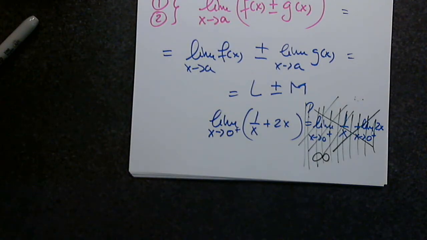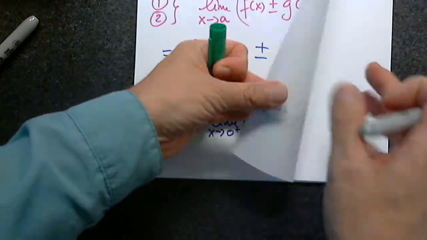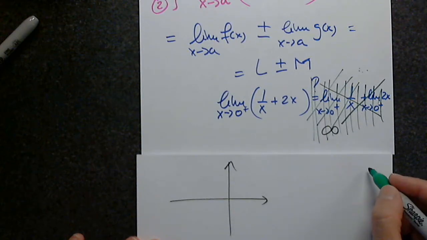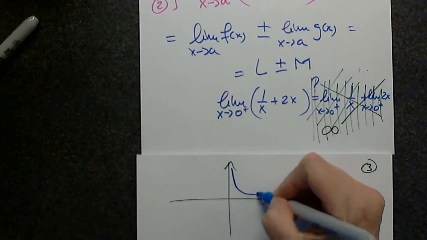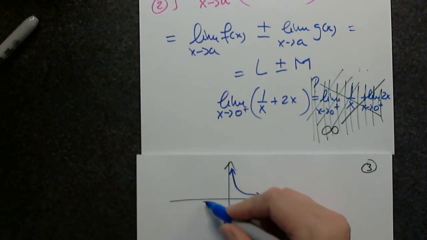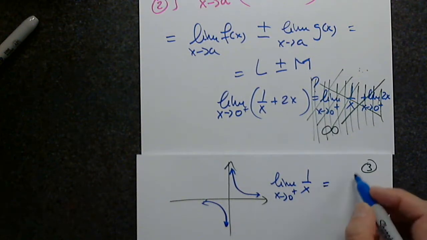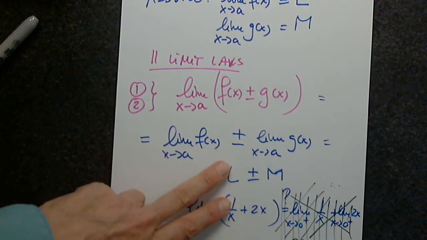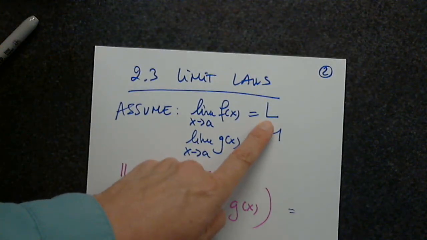Because of the limit of 1 over x, and let me refresh your memory on the graph because we need this. So the graph of 1 over x, please remember it, is this. So then the limit of 1 over x as x approaches 0 from the right is infinity. And that prevents us from writing or using the limit law. It's not allowed because this is infinity, not a number.